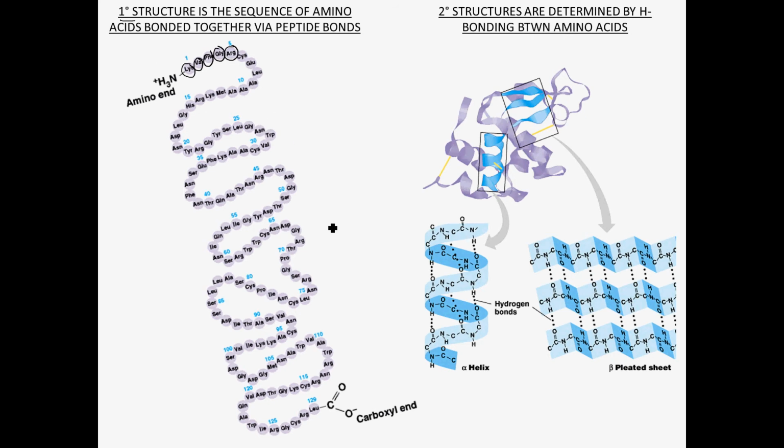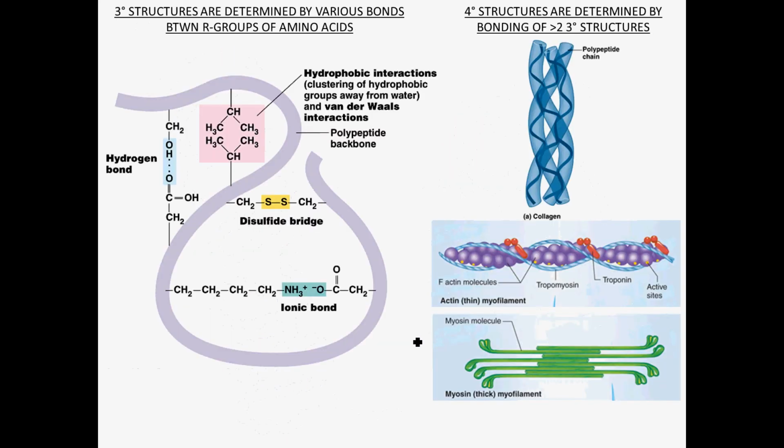And then what happens is this begins to fold in either beta pleated sheets or alpha helices. And again, AP Bio people are a little bit more comfortable with this. It doesn't really matter, just as long as you understand that proteins are rather large structures and they result from multiple levels of folding.